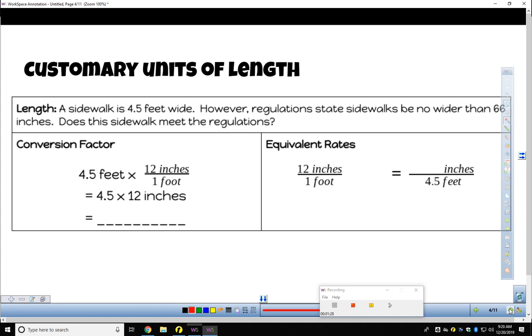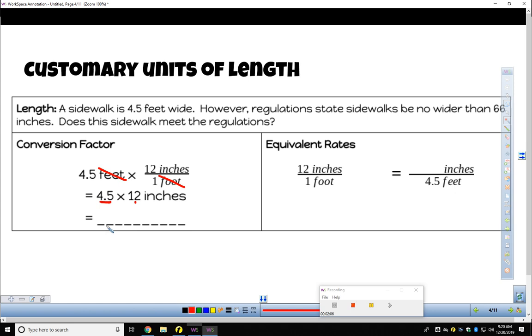So the conversion factor here is essentially that we are going to take 4.5 feet and multiply it by the rate of 12 inches to 1 foot. And basically what ends up happening here is that these feet cancel out. And so what you end up doing is taking your 4.5 feet, and for every one of those feet, you're multiplying by 12 inches, and then you would end up with the answer.